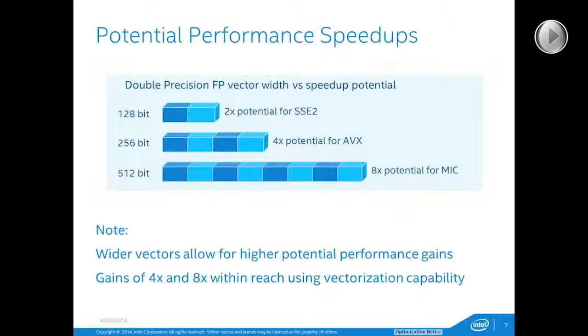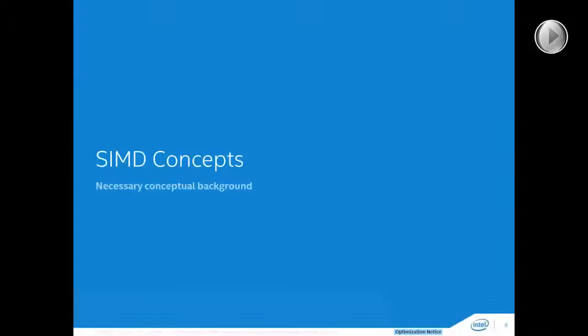With Intel MIC, 512 bits divided by the 64-bit data type would give me potentially 8 vector lanes, and so a potential 8x speedup. So note that the wider vector registers allow for higher potential performance gains. Gains of 4x, 8x, even 16x are possible depending on the data type you choose and the platform you choose, using this SIMD extension capability.